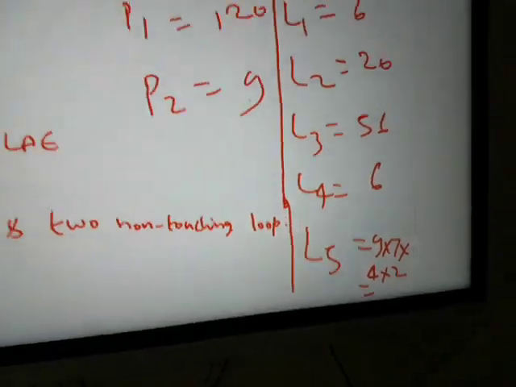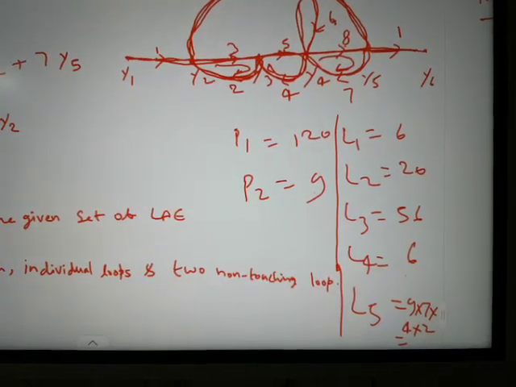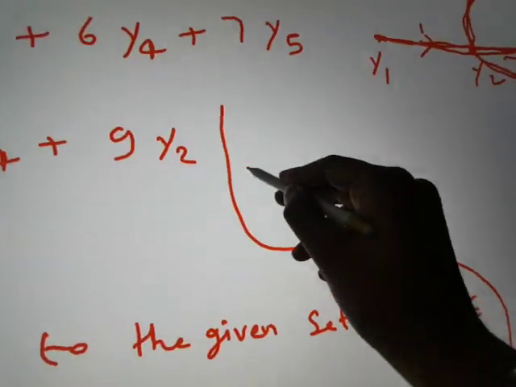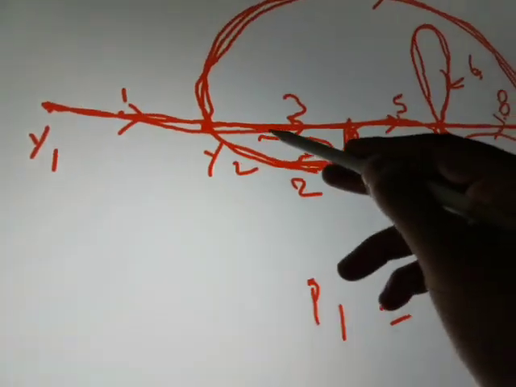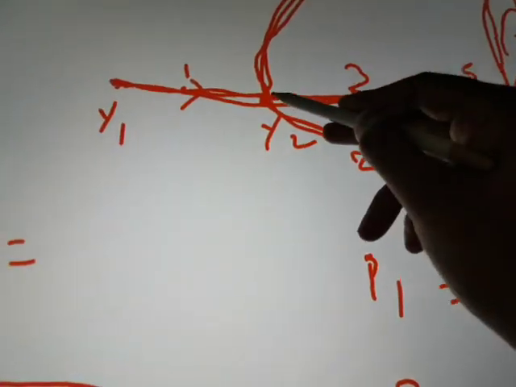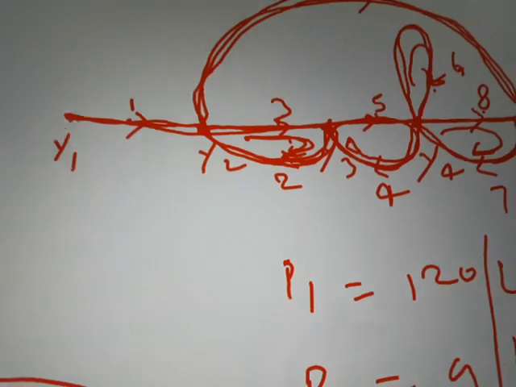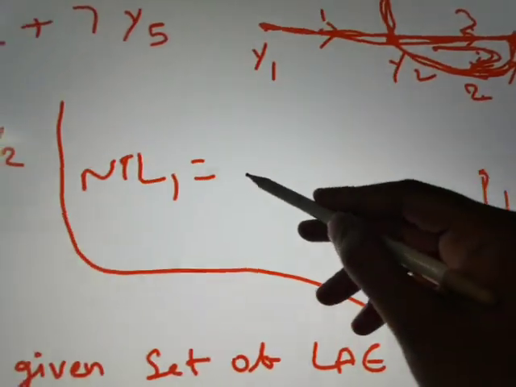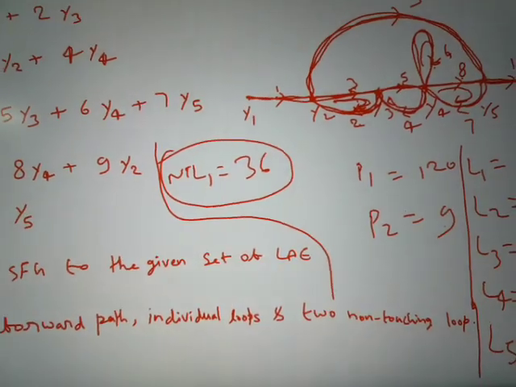So for this example we have two forward paths, and these are the individual loops. Okay, and what is the non-touching loop gain? In short, NTL, non-touching loop gain 1 is this: only this loop and this loop are non-touching, because these have no intermediate nodes, and for any other loops we have common nodes. So here the loop gain is 6 and here the loop gain is 6, so 6 into 6, so 36. So there is only one non-touching loop gain, which is 36.